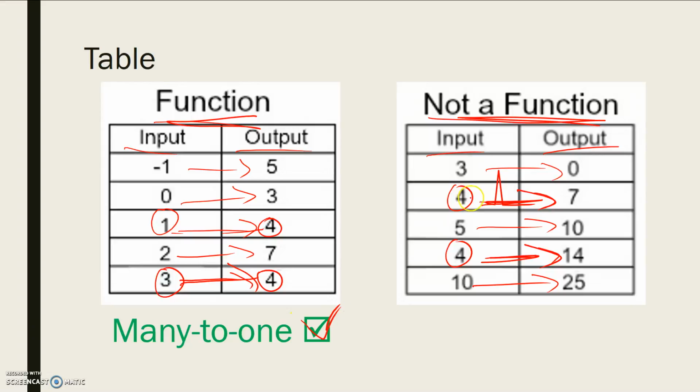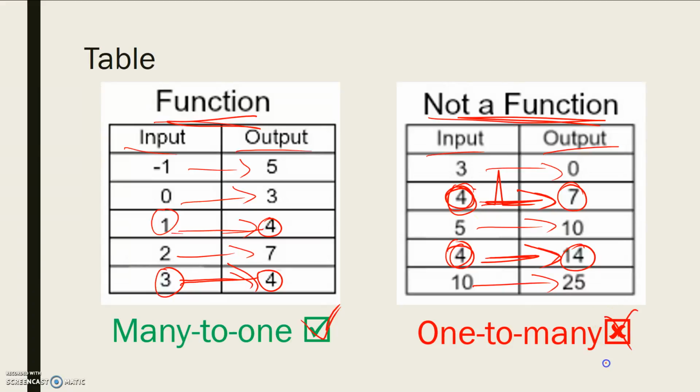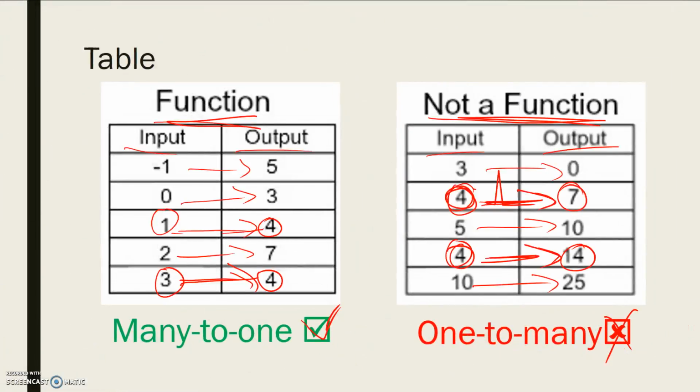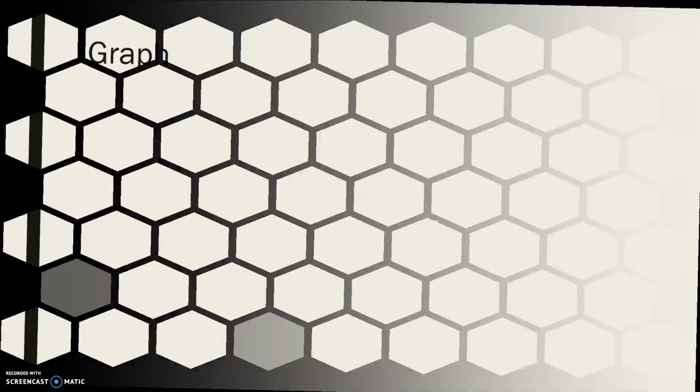In our second one, we have 1 input to many outputs. 1, 4 goes to 7 and 14. That is 1 to many. That is not allowed.